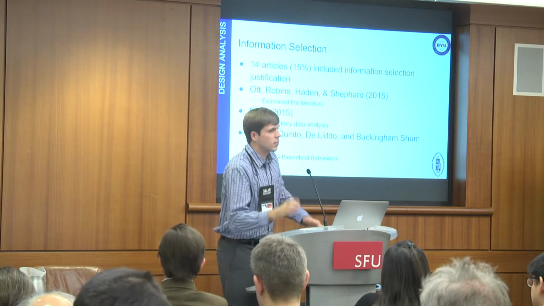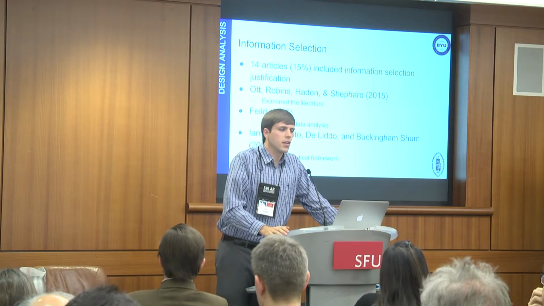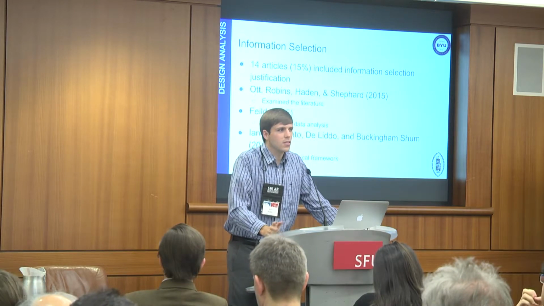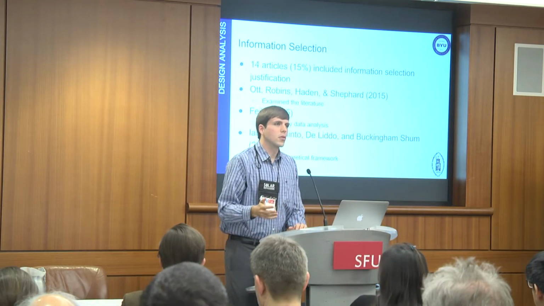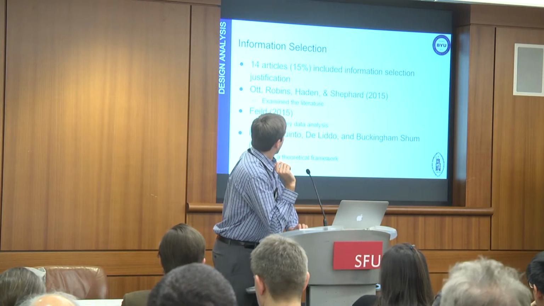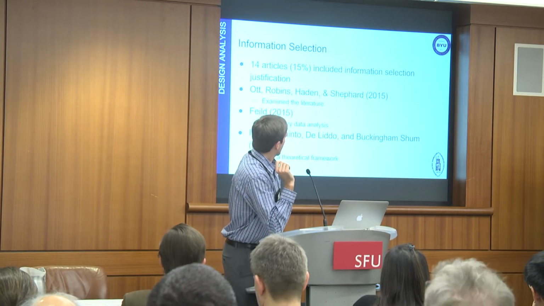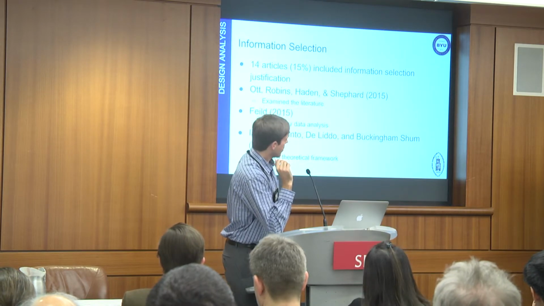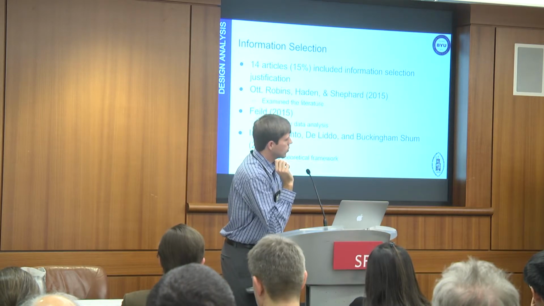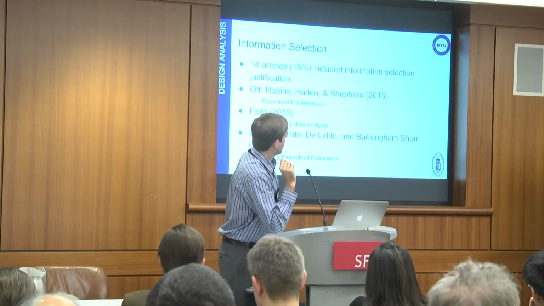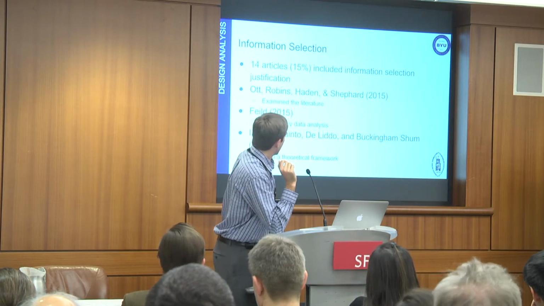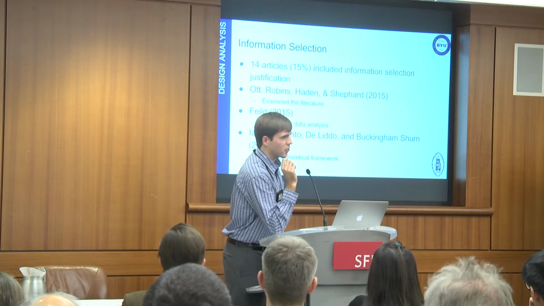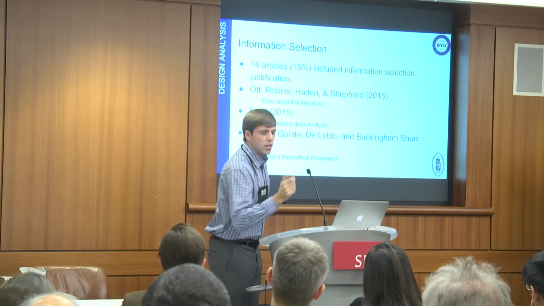Information selection is defined as providing justification for the data collected. Many times we simply collect the data that we have or that we have easy access to, and we don't make an effort to collect data that we actually need. And a few good examples: Ott, Robbins, Hayden, and Shepard did a really thorough examination of the literature to identify predictors to include in their dashboard. Field 2015 did exploratory data analysis, and the last one, I don't want to say all the names, used a theoretical framework to identify what they should include in their system.